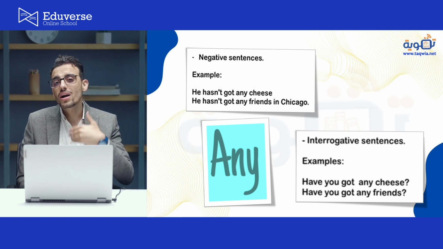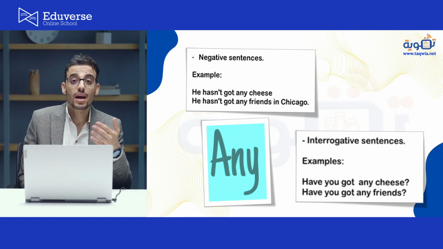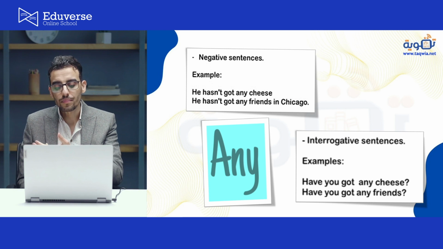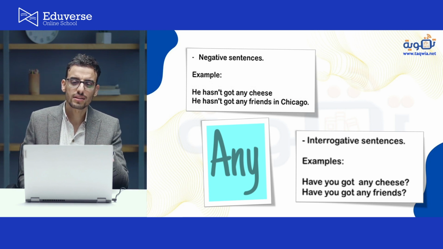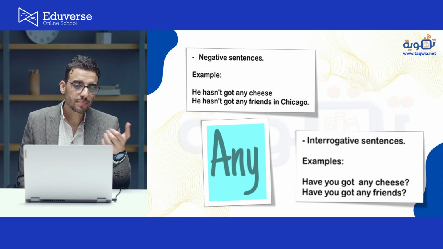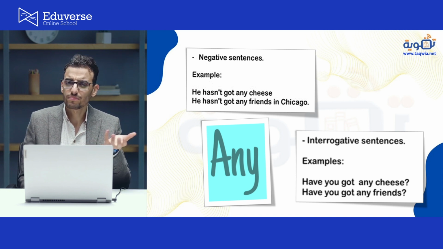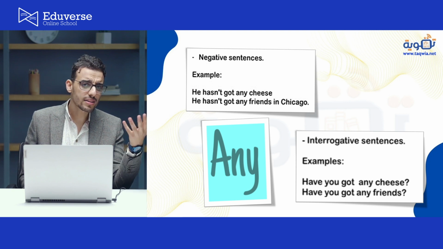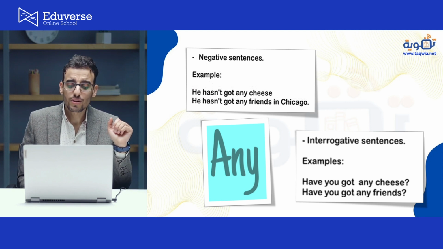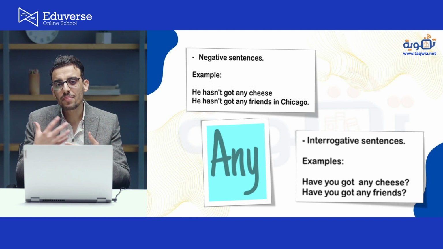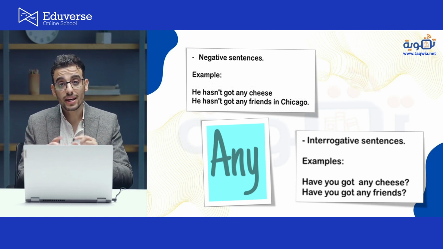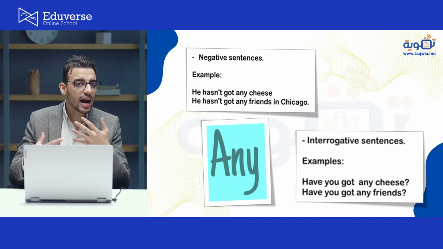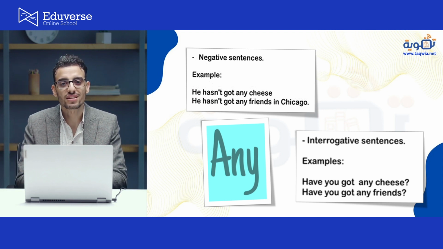Okay, if you are asking about something, if you are wondering about something, look at these two questions. Have you got any cheese? Have you got any friends? Is this an offer? No. Is this a request? Also no. So this is something I am asking about, like I want some information about something. So you can use any if you are just asking general questions.